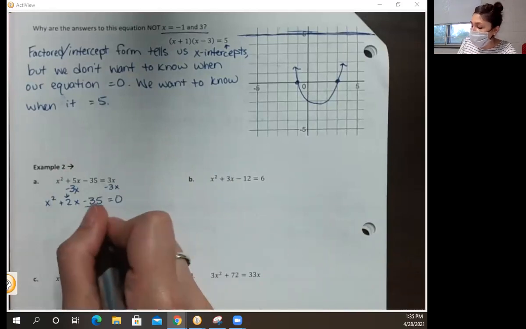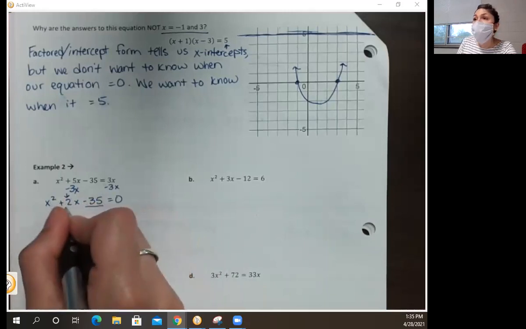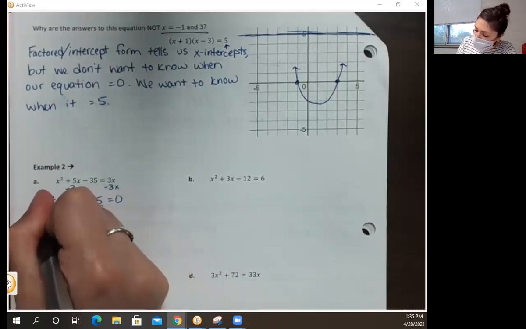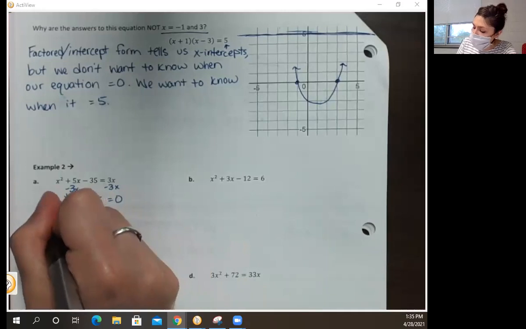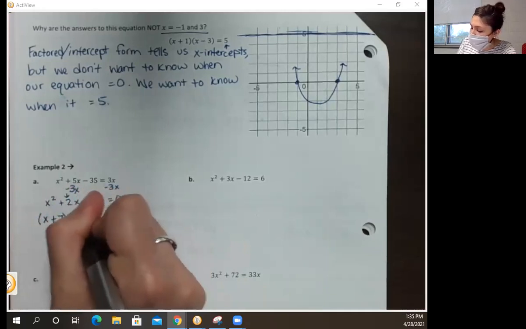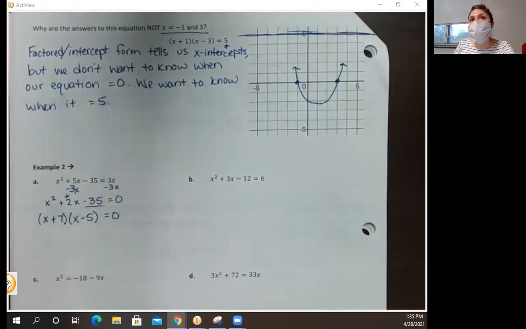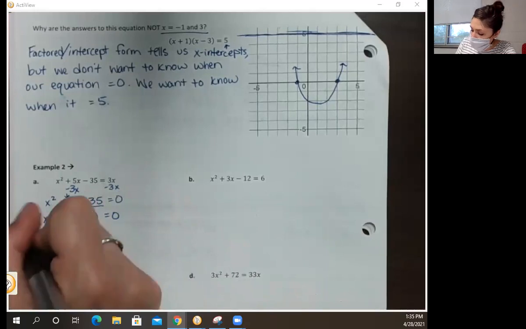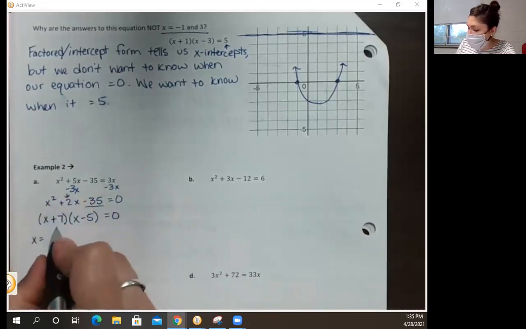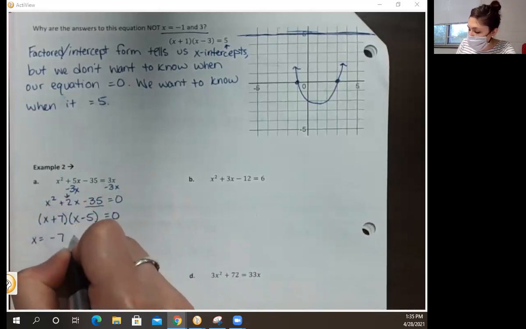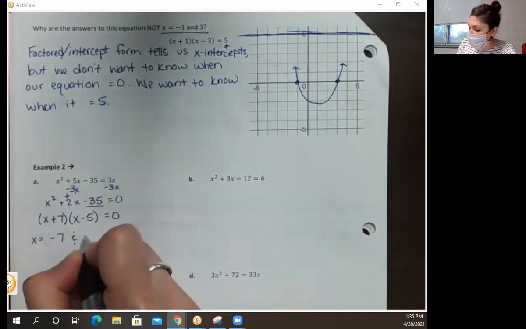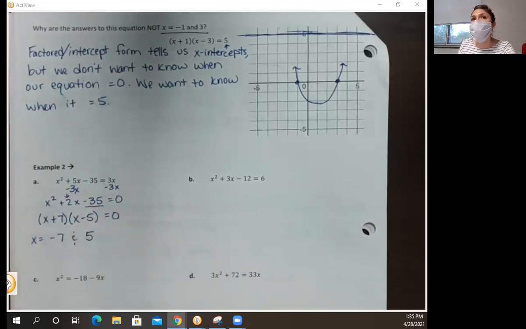7 times -5 would give me -35, but if I add them, they'd give me 2. So my factored form would be x plus 7 times x minus 5. Once I have factored form, I can see my solutions. So my solutions will be x equals -7 and x equals 5. Very good.